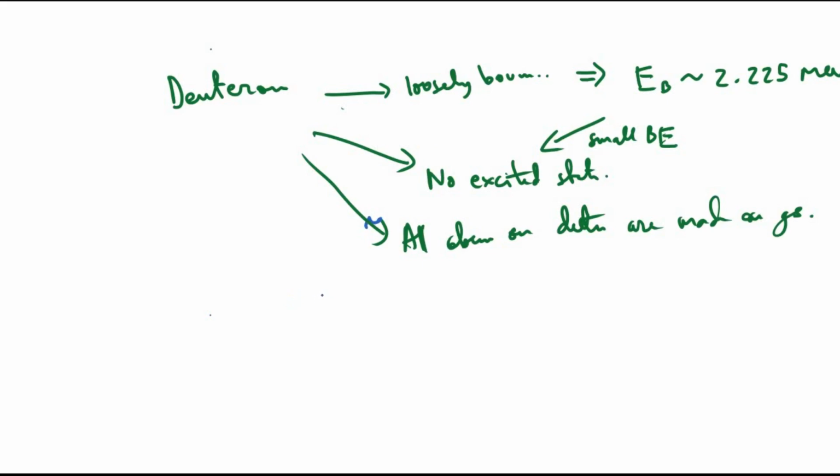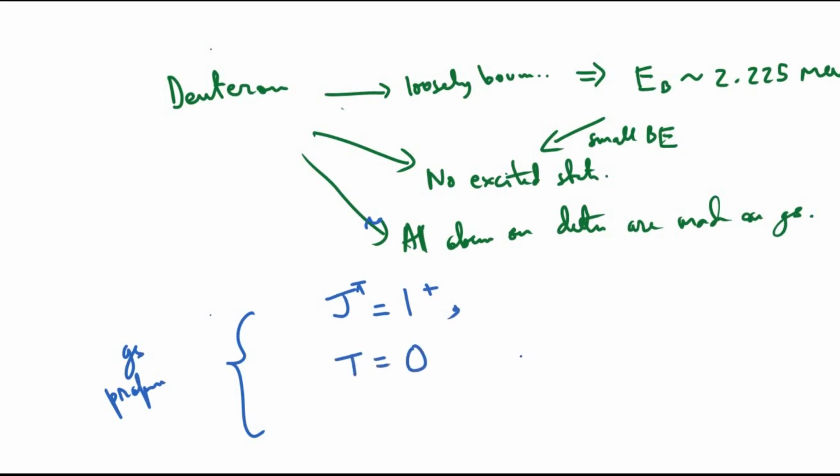Just let me write it down. Say for example, the spin parity of ground state, this is 1 plus. So these are all ground state properties. Next, the total isospin is 0. Okay. Next, the magnetic dipole moment, its value is 0.857. I'm just writing up to 3 decimal places.